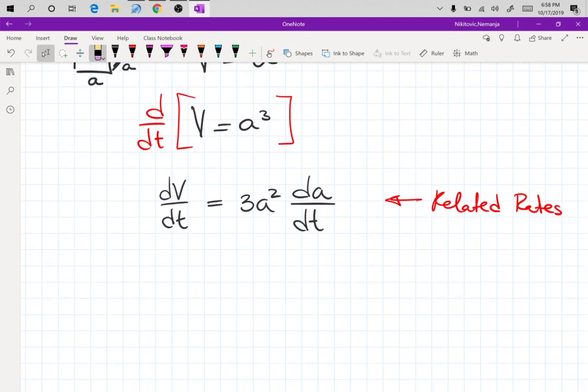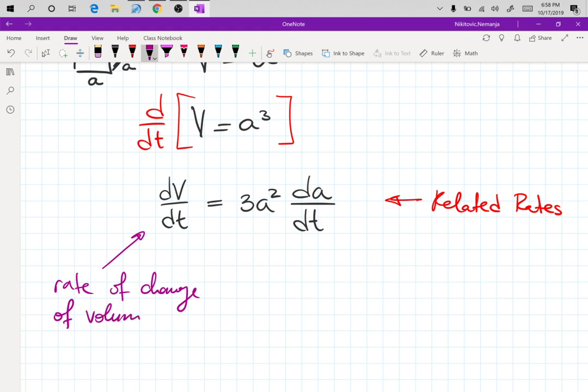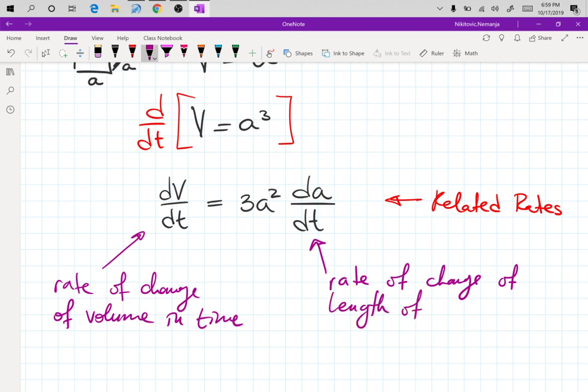And now we want to understand these. So this one is the rate of change of volume in time. And this one is what? Rate of change of side. Length of the side. In time.